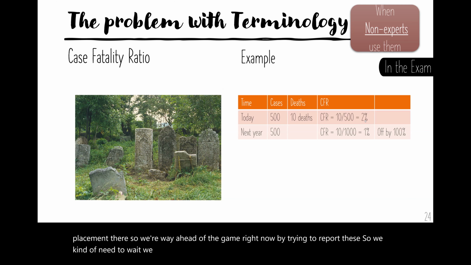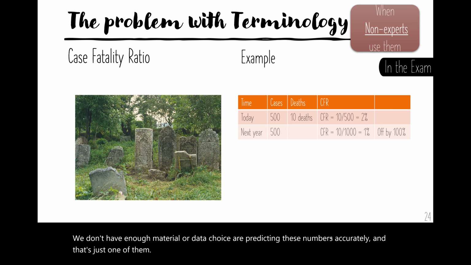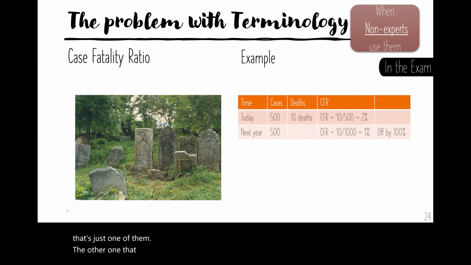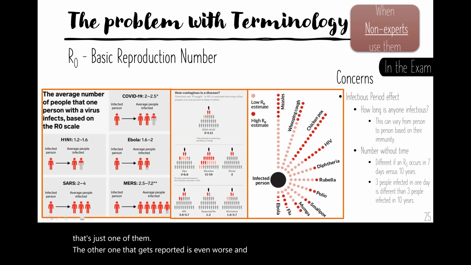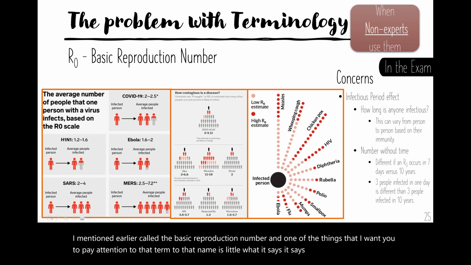We're still kind of, we don't have enough material or data to truly start predicting these numbers accurately. And that's just one of them. The other one that gets reported is even worse. And so for this one, this is called the R naught that I mentioned earlier, called the basic reproduction number. And one of the things that I want you to pay attention to, that term, that name, is literally what it says. It says basic reproduction number.